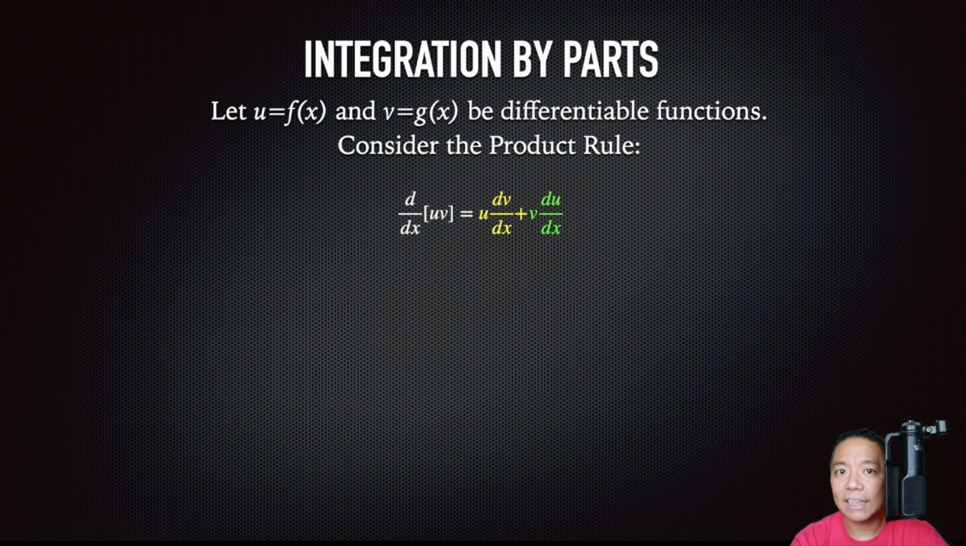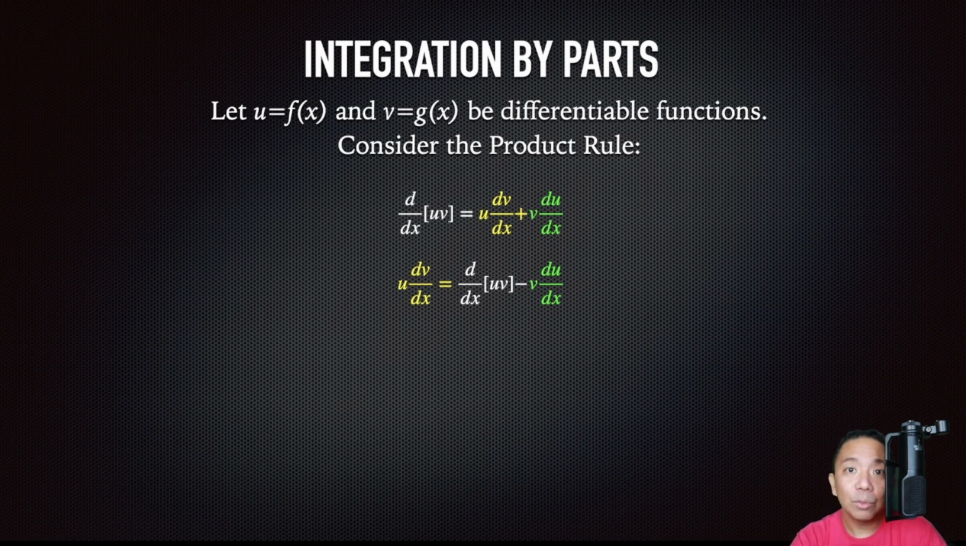Now, ang gagawin natin ay i-manipulate natin tong equation na ito such that i-isolate natin si u times the derivative of v, yung kulay dilaw. So we could write it as u times the derivative of v. That will be equal to the derivative of u times v, yung product natin kanina, minus v times the derivative of u.